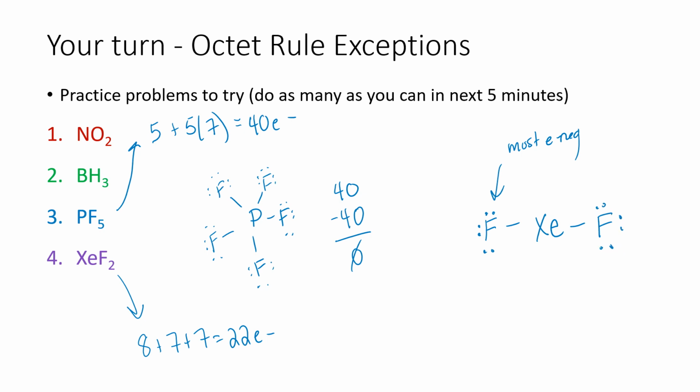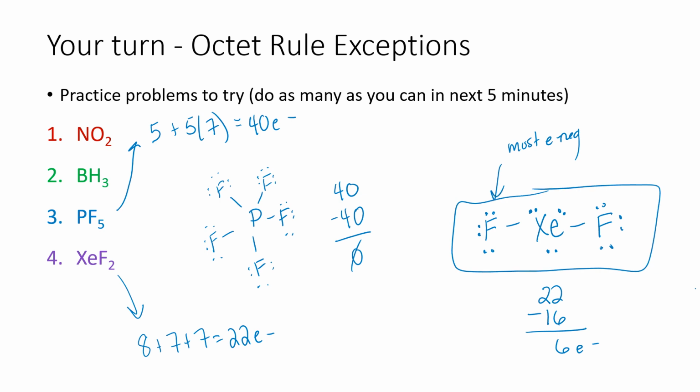Then I'm going to stop and count and say, how many electrons have I used up? So I've used up 8 plus 8, 16 electrons. So I've got 6 electrons left over. And I'm going to put those 6 electrons on the central xenon. And notice how I did them in pairs. So this is an octet exception, because notice how our xenon has 2, 4, 6, 8, 10 electrons around it. Same thing over here. Your phosphorus has 2, 4, 6, 8, 10 electrons around it in your final structure.